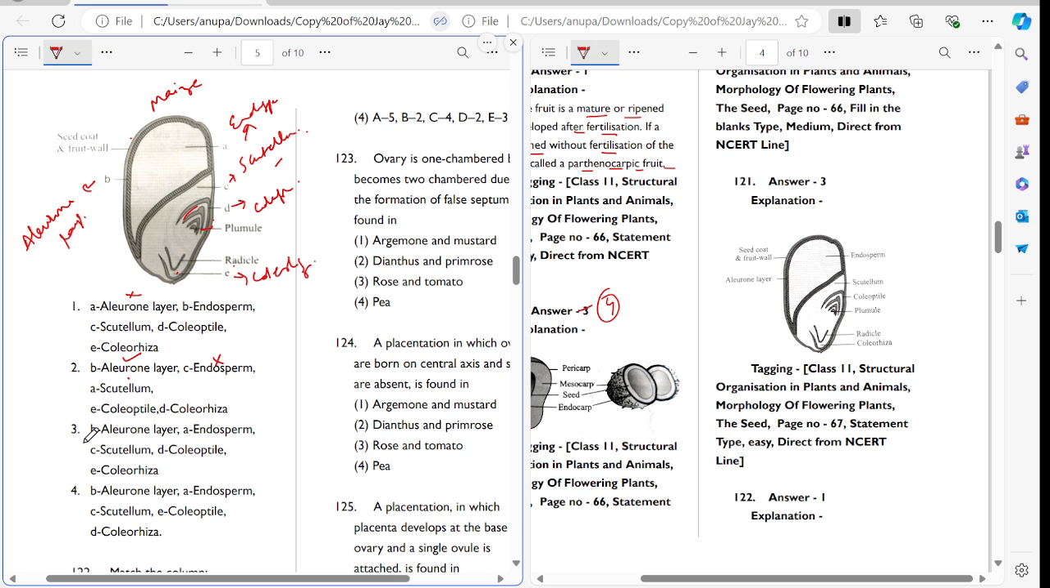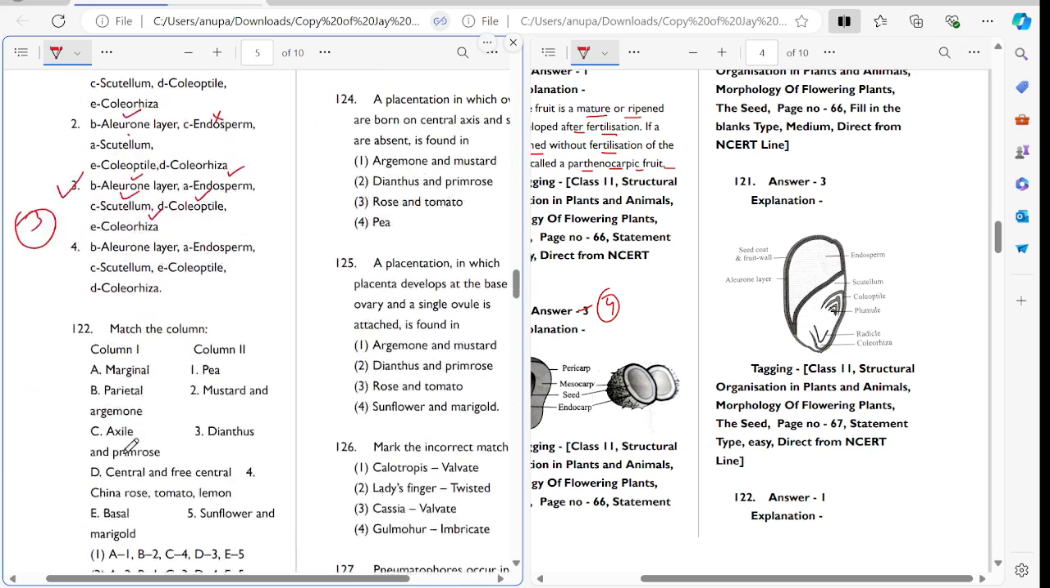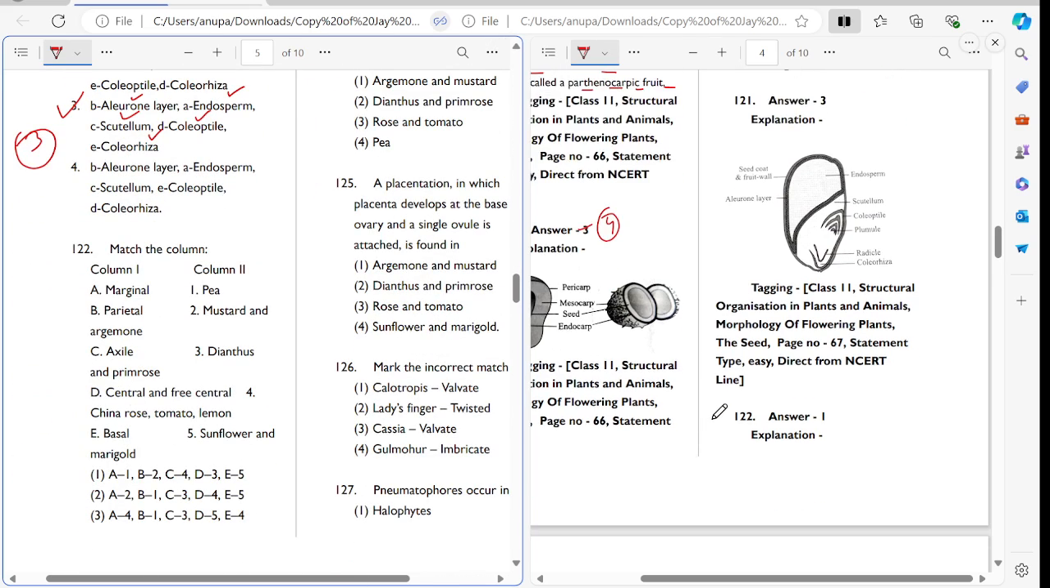Let's see the third option. In the third option, we have D represents aleurone layer. This is correct. A represents endosperm. This is also correct. C represents scutellum. This is right. D represents coleoptile. It is also correct. And E represents coleorhiza. This is also correct. So our answer for this question will be option number 3. Now let's move to the next question, that is question number 122.